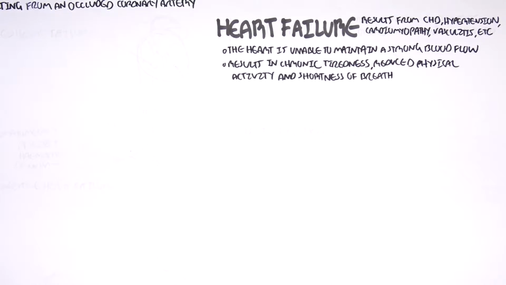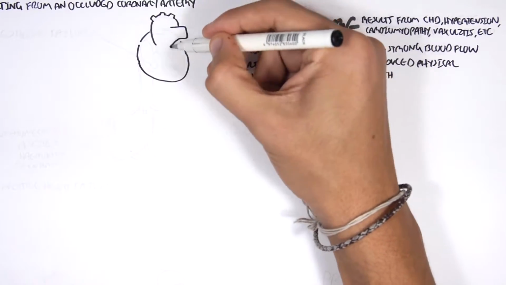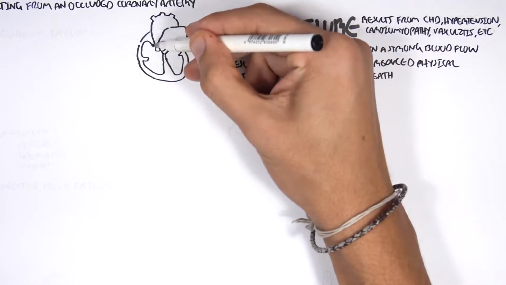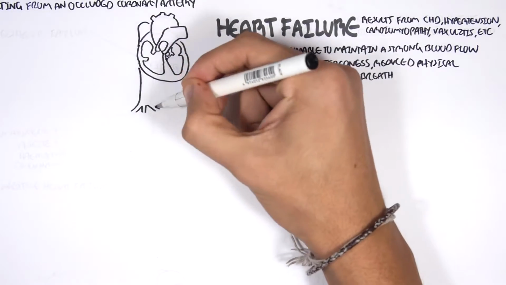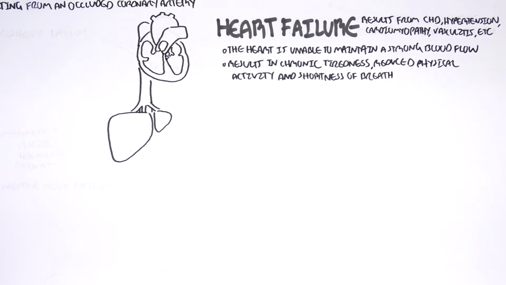So here we have the heart and its 4 chambers, and here we have the inferior vena cava, which connects with the liver via the hepatic vein, and coming out of the liver from the bottom, we have the portal vein.